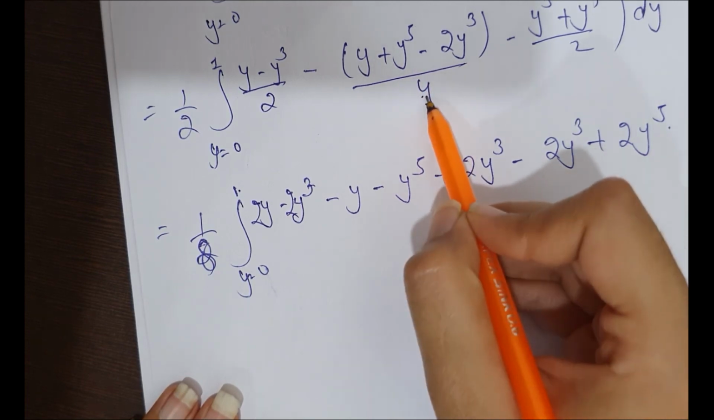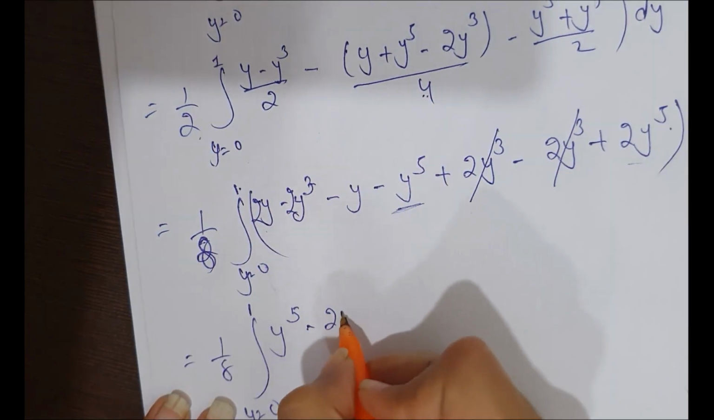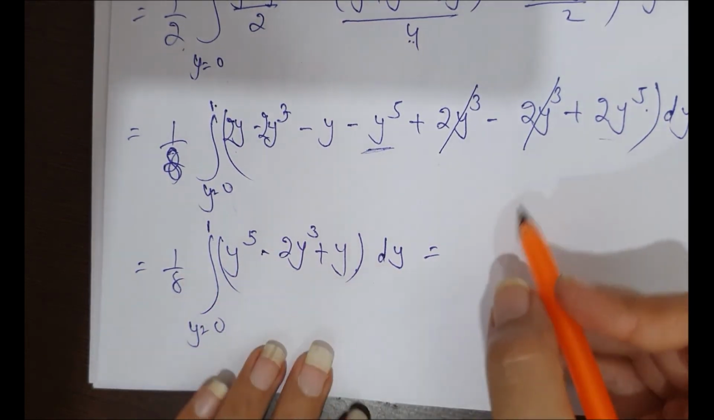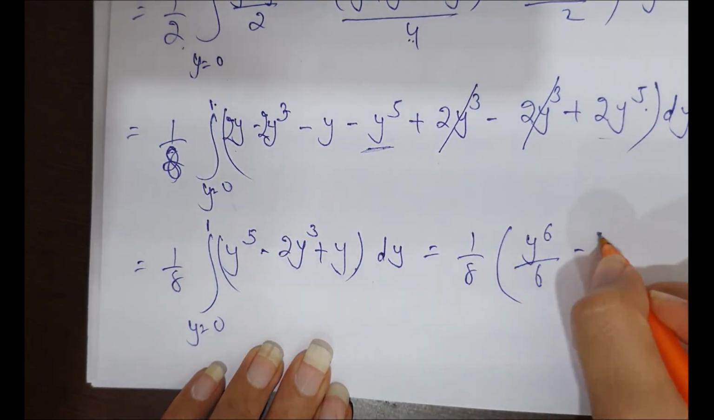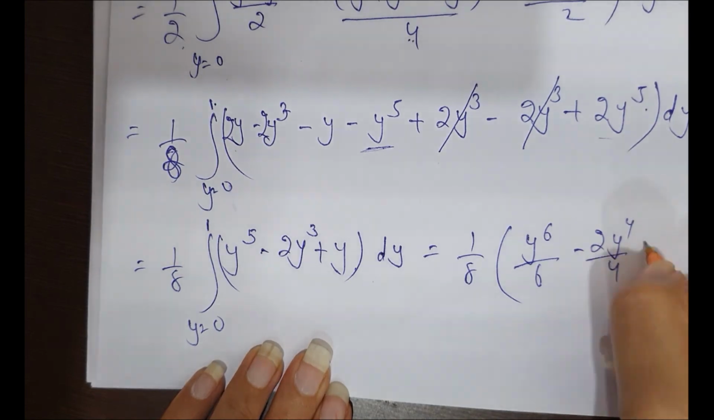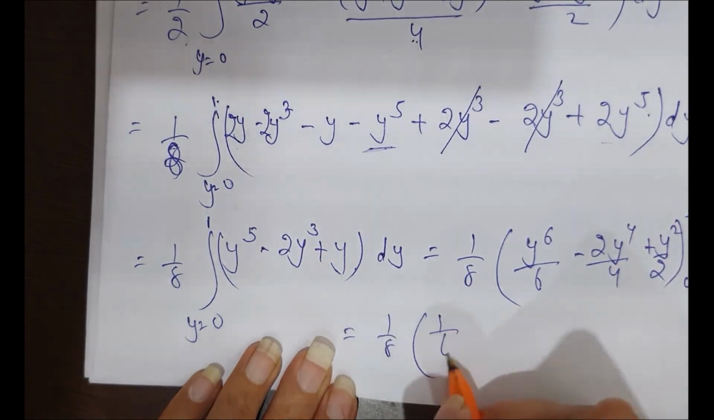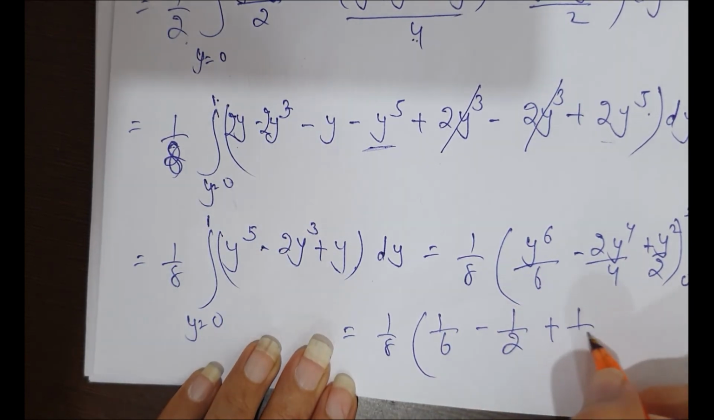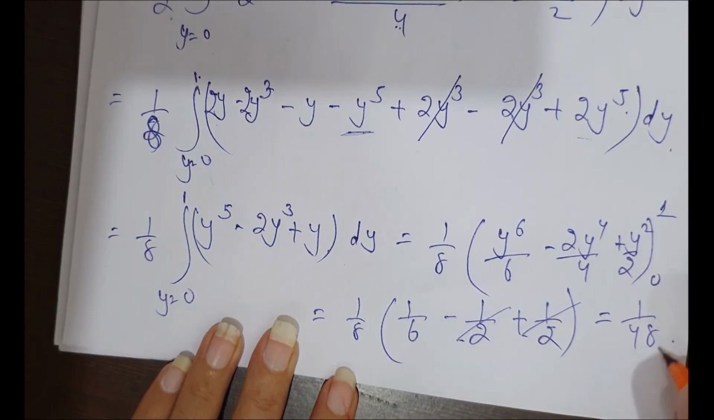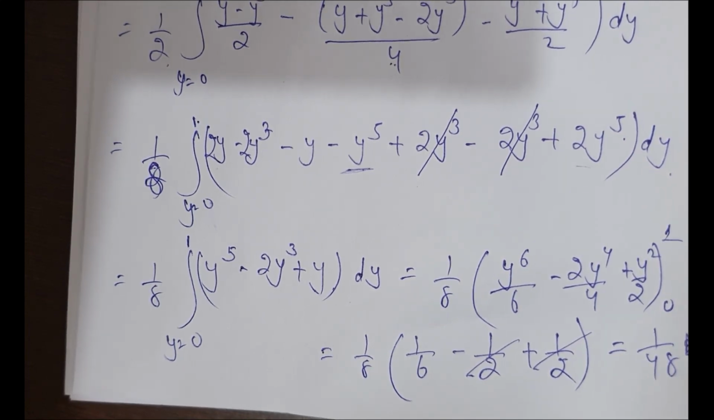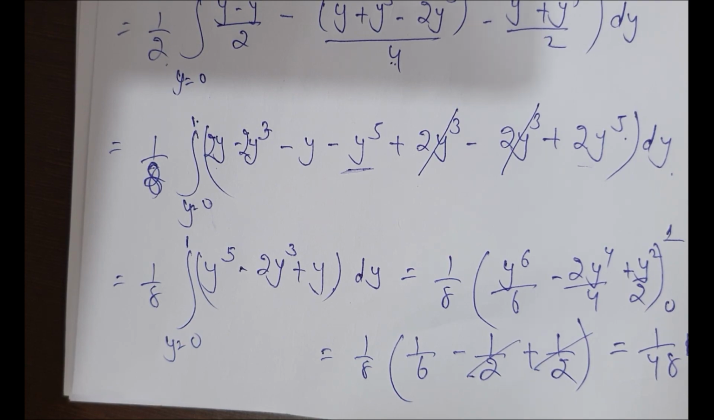This is 8, I take out 4. Now integrate it with respect to y. One by 48 is the answer. Solving triple integration is a lengthy process, but it's an easy process if you practice it. You have to practice it so that you can solve it easily in the examination.